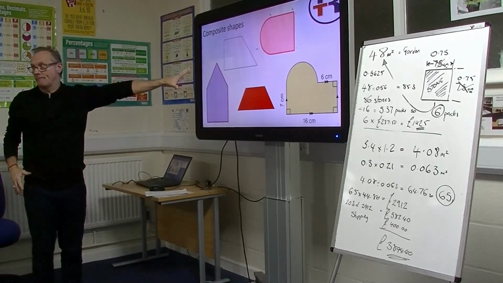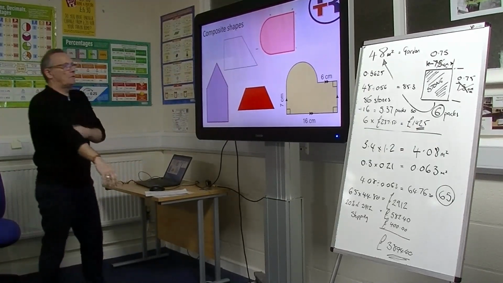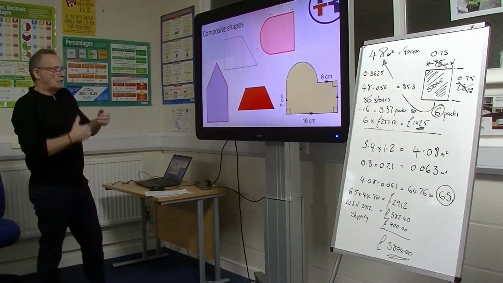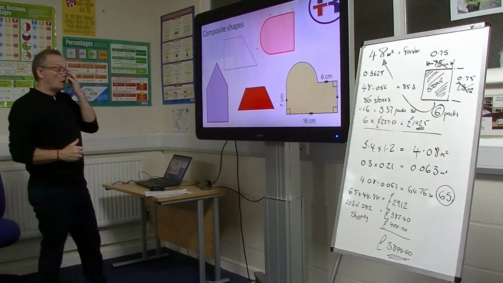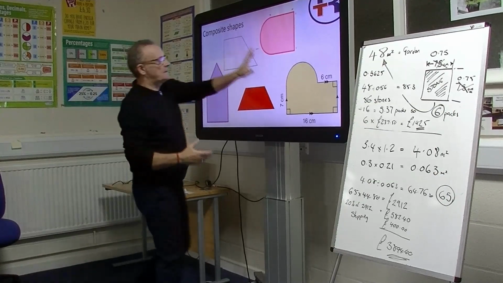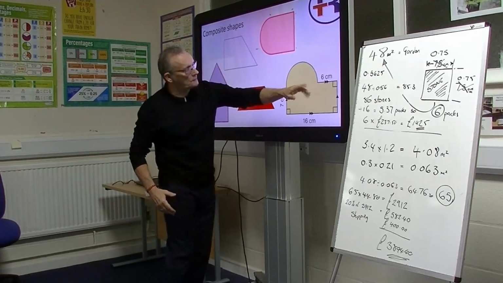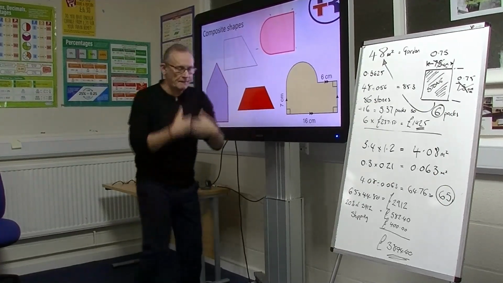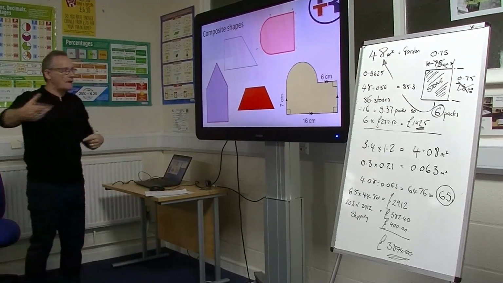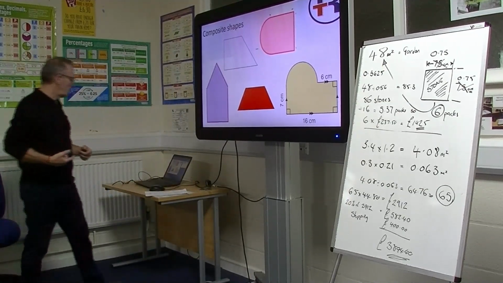are popular. Okay? So you're going to have to do more than one calculation. You're going to have to remember more than one formula. You're going to have to think to yourself, have I got half a circle, so I work out the area of a full circle, but then divide it by 2. A little bit extra to do.